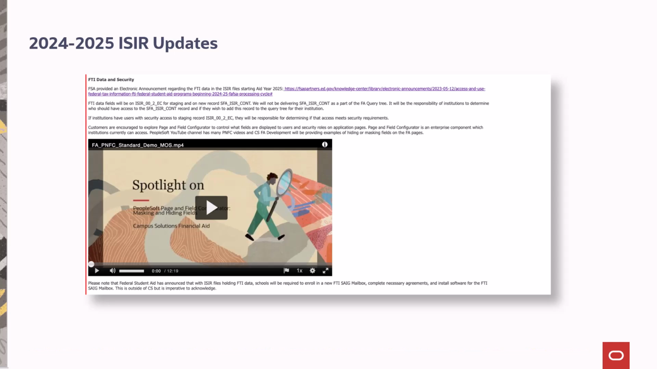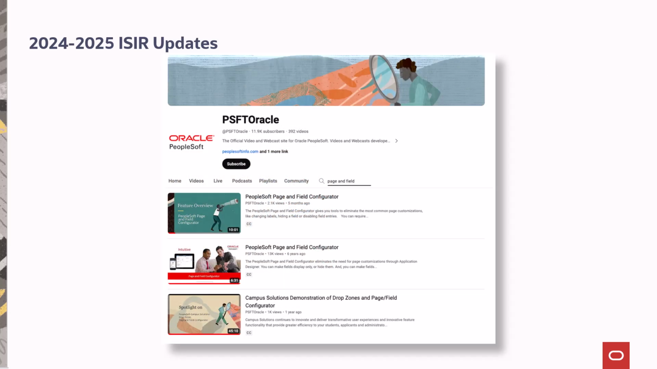Institutions are encouraged to explore Page and Field Configurator to control what fields are displayed to users and security roles on application pages. Page and Field Configurator is an enterprise component which institutions can currently access. Please visit KM Doc ID 2870029.1 for a demo video from CS Financial Aid Development on how Page and Field Configurator can be used to hide or mask fields on financial aid pages. PeopleSoft YouTube channel has many Page and Field Configurator videos.